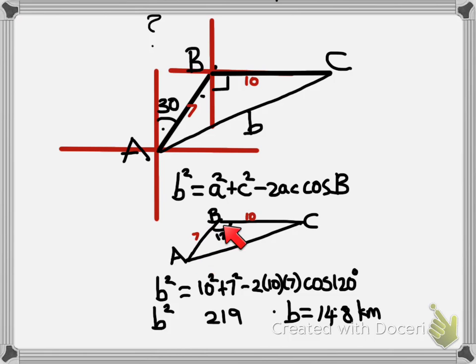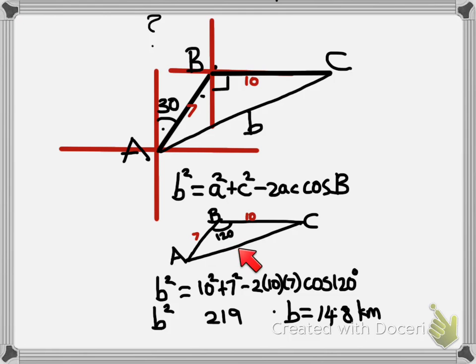Now, which rule should I use? I can't use SOHCAHTOA because it's not a right angled triangle. Can I use the sine rule? No, because I don't have an angle and the corresponding side. So I use the cosine rule: two sides and the included angle.